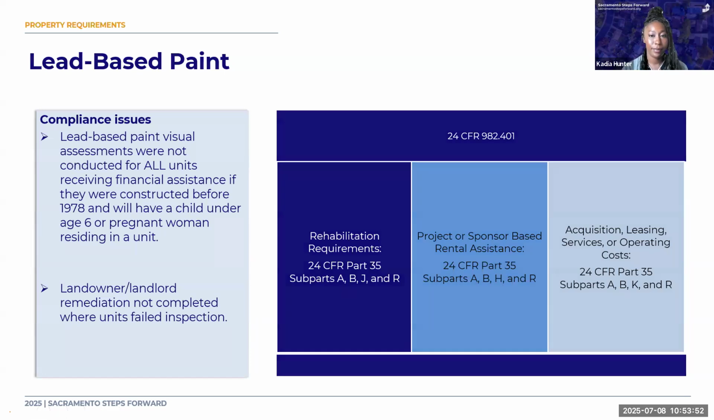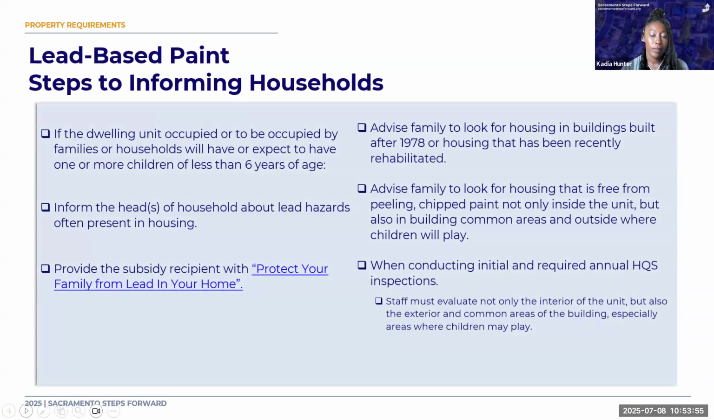You can go to the next slide. This one's lead-based paint, steps to inform households. So here are steps to inform households about lead-based paint hazards. If the unit is occupied or expected to be occupied by families with children under 6, inform them about lead hazards. Advise families to look for housing built before 1978, which may have lead hazards. Provide the Protect Your Family from Lead in Your Home pamphlet at intake. When conducting initial inspections, always evaluate for lead hazards and document findings accordingly.